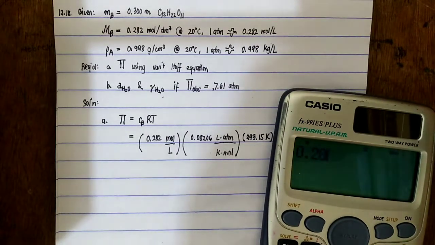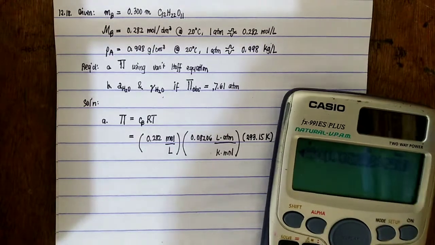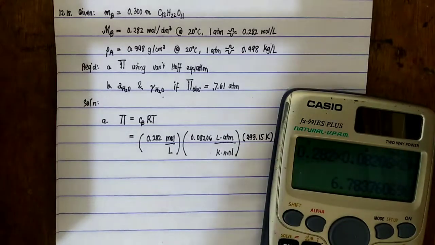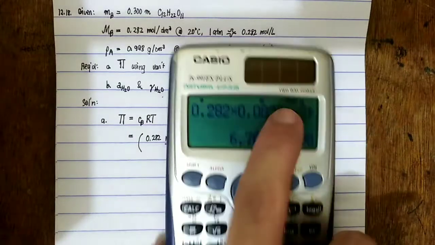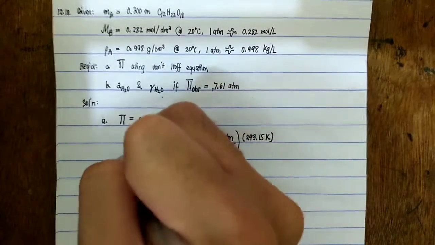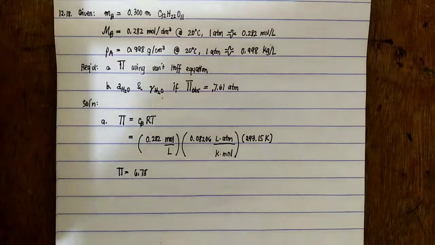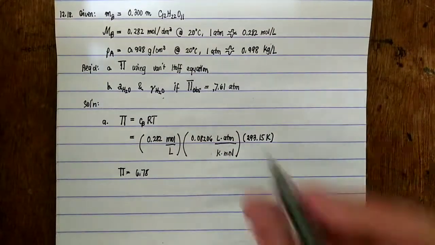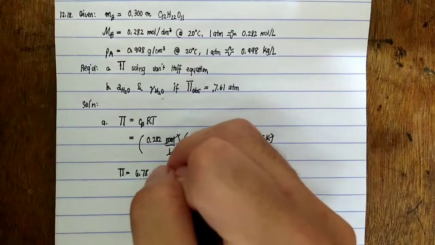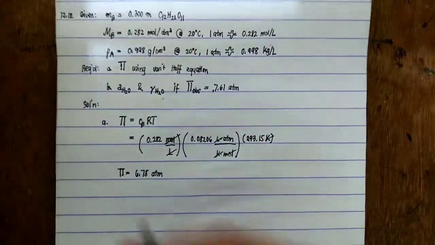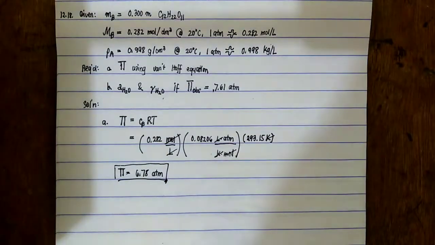Now plugging in these values to our calculator, we get the following value. That's 0.282 times 0.08206 times 293.15, giving us our osmotic pressure equal to 6.78. And as for its units, we have to cancel out the units that are here in our expression, so that what we're left with is the unit of atmospheres. So that is for letter A.